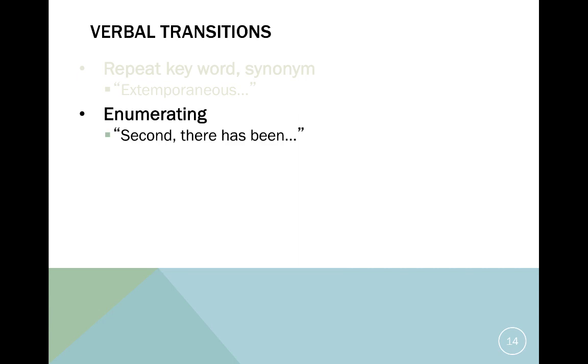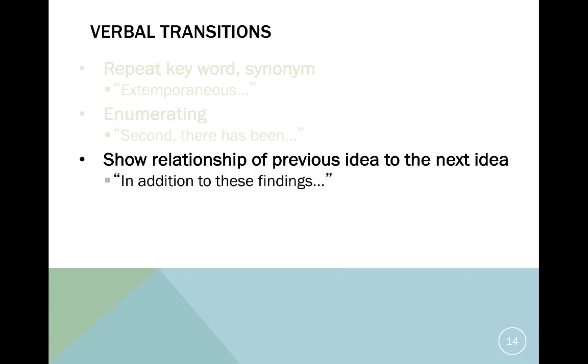Enumerating. So first we found this. Second, there's been an increase in. So the relationship of your findings. So in addition to these findings, we also, so you can think about how you go from one idea to the next. Maybe you're coming out of your background section where you've just established your gaps and your aims, and now you want to talk about your methods.